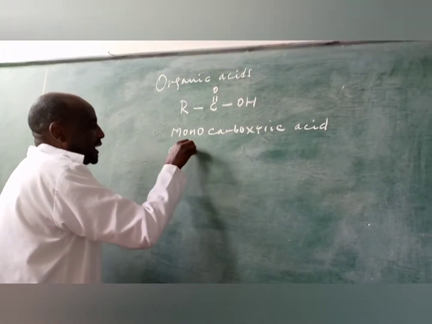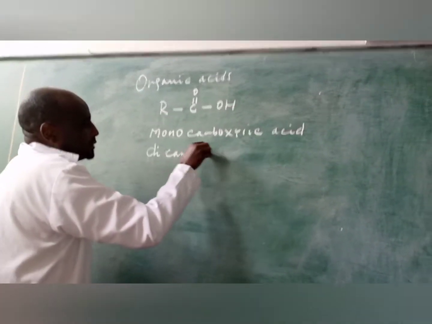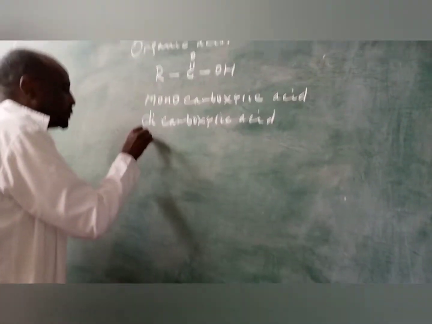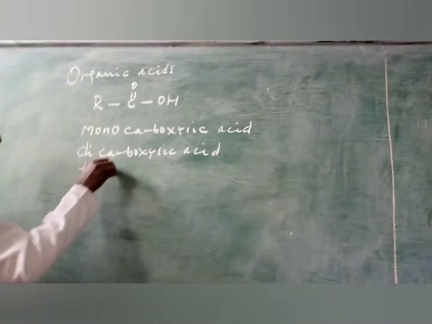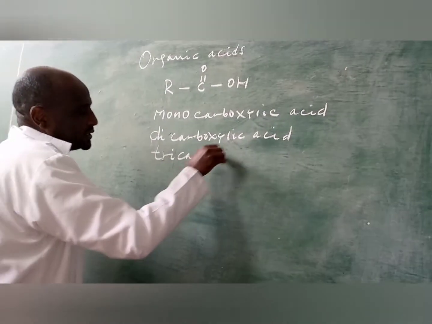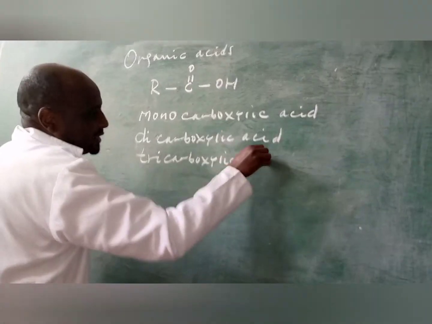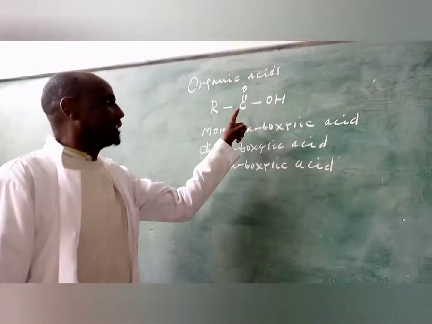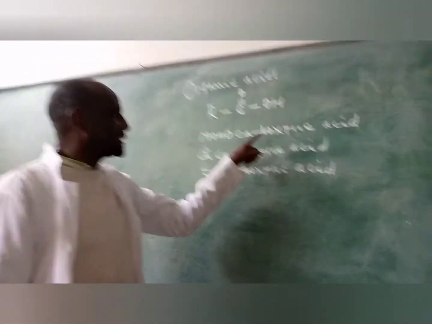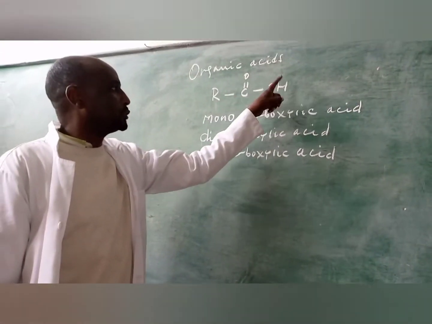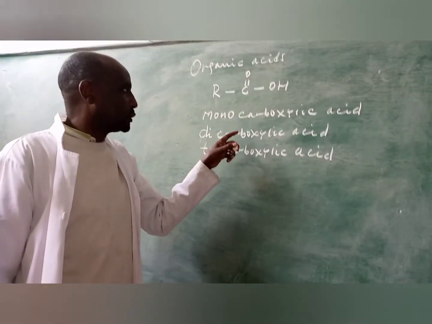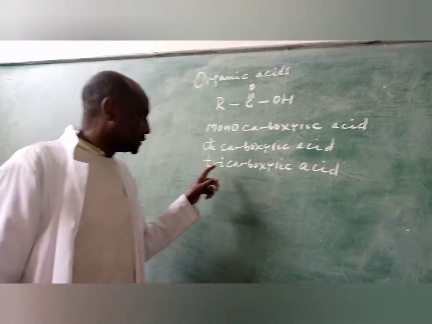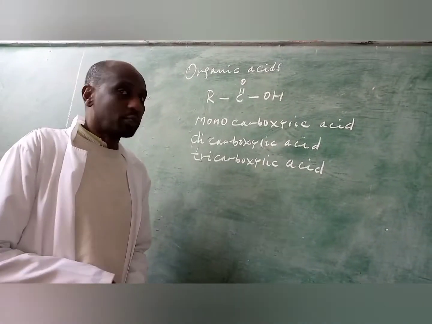dicarboxylic acid, tricarboxylic acid. Based on what? Based on the number of functional groups they contain. Monocarboxylic acid contains one carboxylic group. Dicarboxylic acid contains two carboxylic groups. Tricarboxylic acid contains three carboxylic groups.